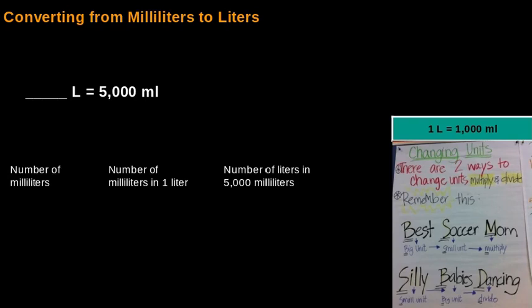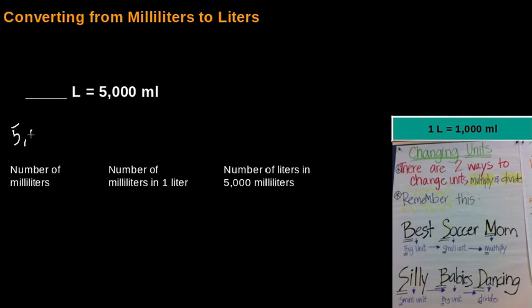All right, let's take another example, converting from milliliters to liters. How many liters can you find in 5,000 milliliters? Okay, the relationship between liters and milliliters, we know that it's 1 liter equals 1,000 milliliters. We also know that liter is the big unit and milliliters is the small unit. So we are moving from the small unit to the big unit. We are moving from what we know to what we are yet to figure out. And if it's from small unit to big unit, silly babies dancing, we divide.